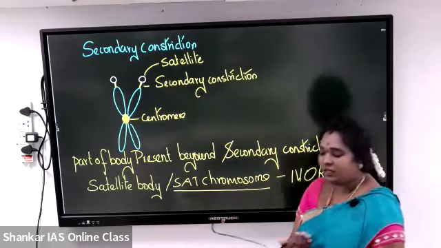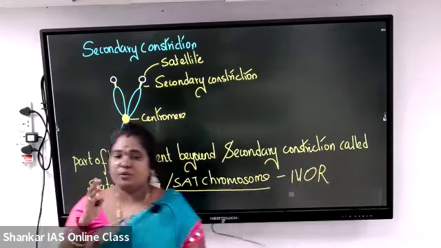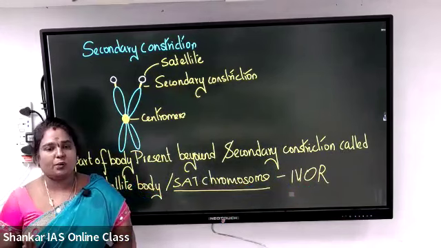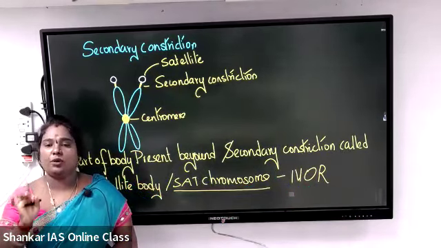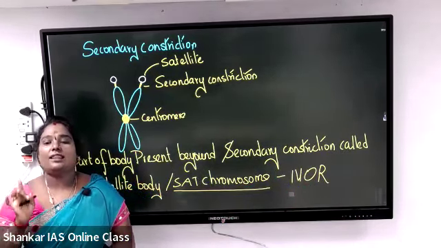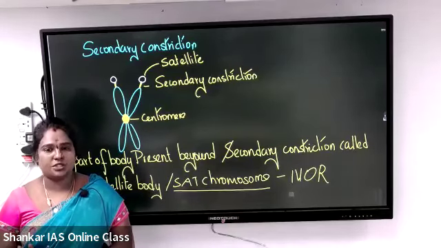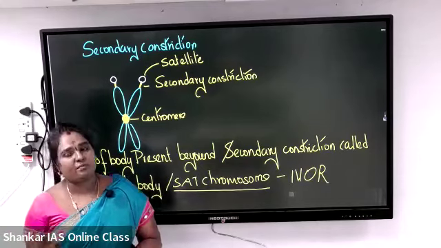So once again, I'm coming from the primary constriction. When you take a chromosome, the chromosome has a center part. We call it the centromere. It has a protein, and that protein we call a kinetochore. And that kinetochore helps in the attachment of the spindle fibers during cell division. This is what we saw about the primary constriction.